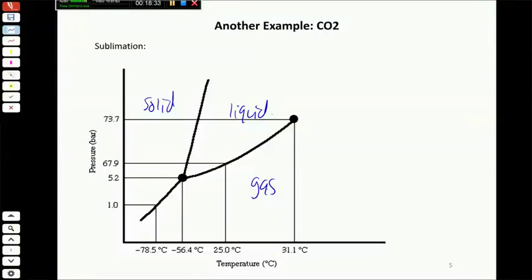The first thing that we notice is that if we're at 1 atmosphere, in this case 1 bar of pressure, which is very close to 1 atmosphere, if we have solid CO2 and we increase the temperature at a constant pressure of 1 atmosphere, we go directly from solid to gas. This process of going directly between the solid and gas phases without going through the liquid phase is called sublimation. That's another type of phase change that we haven't really seen much yet. So that process of converting a solid directly to a gas is called sublimation.